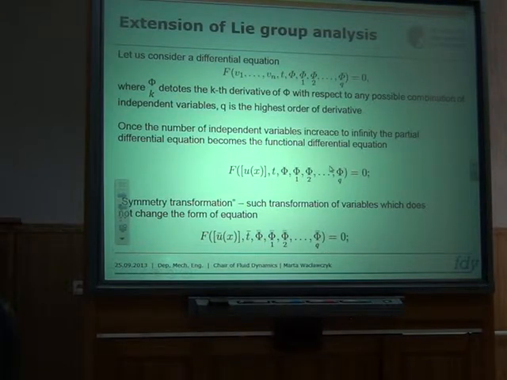And we wanted then to use the Lie group analysis in order to get some mathematical insight into these equations. So first we had to extend the Lie group analysis from a partial differential equation for a set of variables v and the derivatives of phi with respect to any possible combination of independent variables up to the order q. Then, when the number of independent variables increases to infinity, we deal with a functional differential equation, and we consider such symmetry transformations, so we look for new variables which don't change the form of the equation.